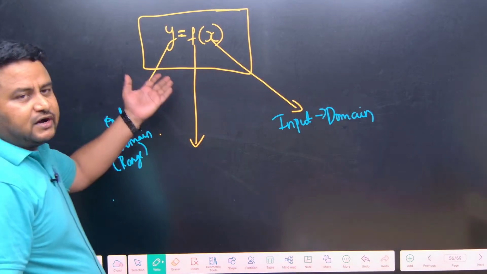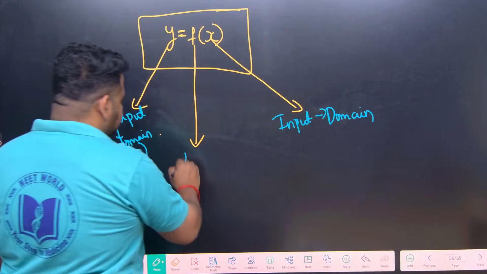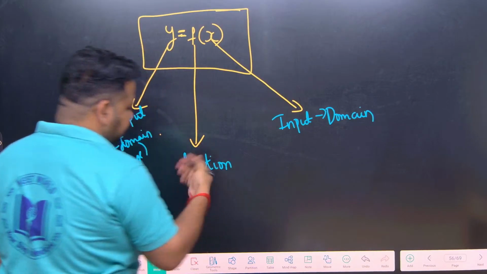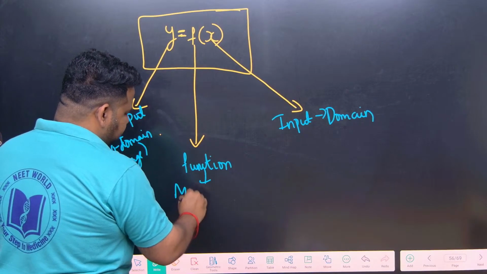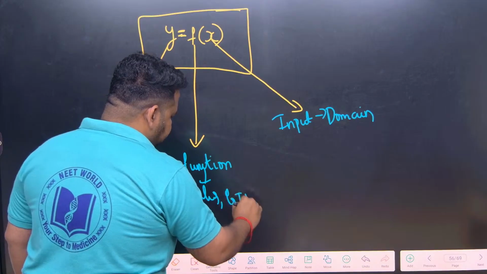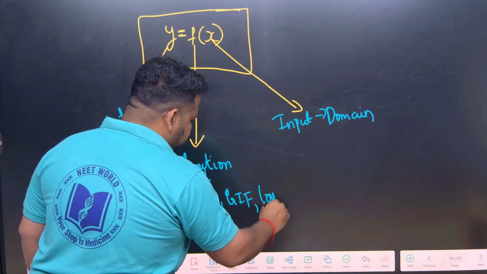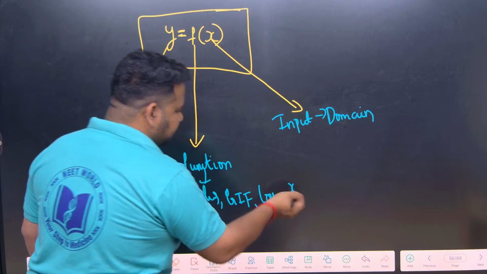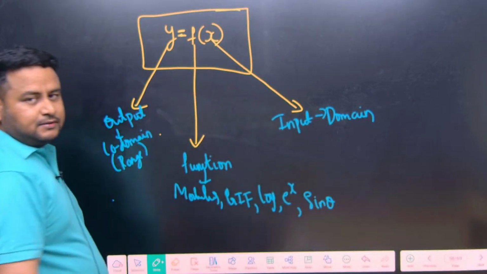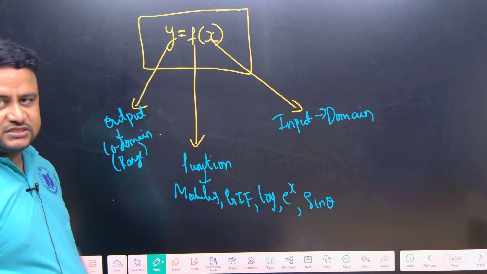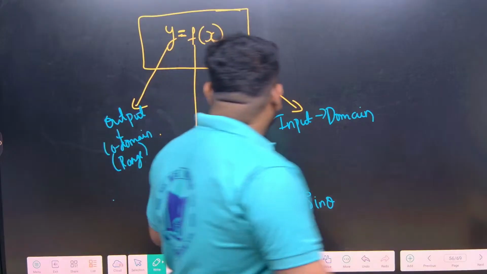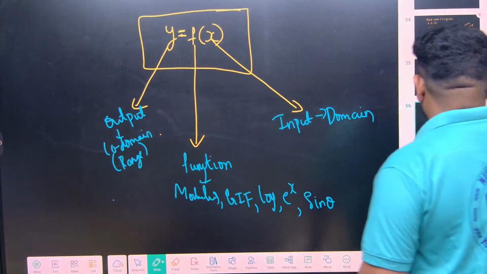Now this f is the function, the type of function. It can be anything: a modulus function, a greatest integer function, which I will be talking about, a log function, an exponential function, or a trigonometric function like sin theta. This is the basic meaning of this.